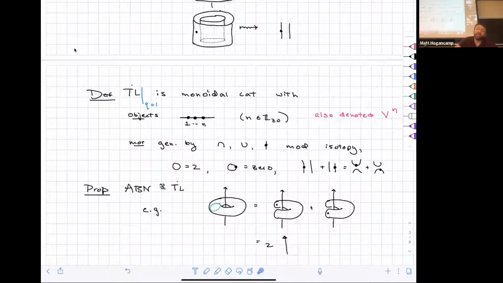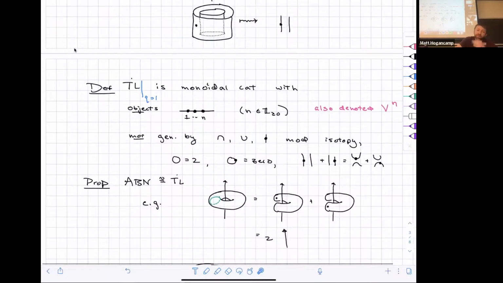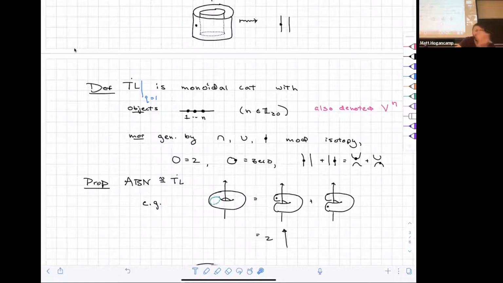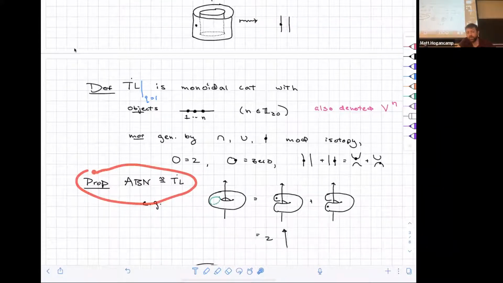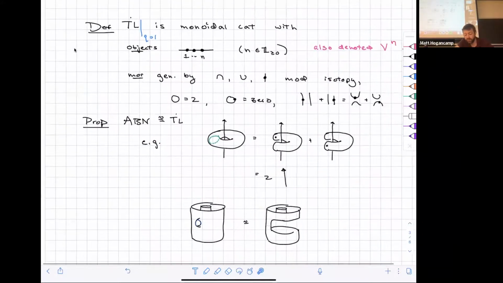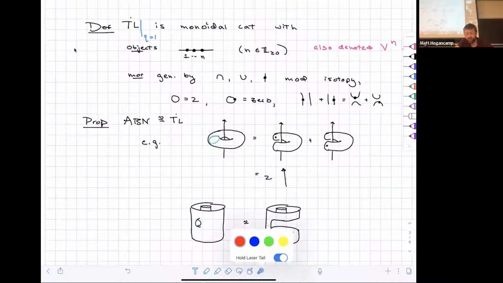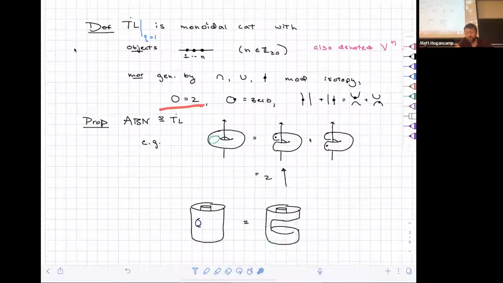These relations exactly mirror, or are cross-sectional versions of, relations that we already have in the annular Bar-Natan category. So that's encoded here. This dotted Temperley-Lieb category is in fact equivalent to the annular Bar-Natan category. For example, the relation that tells you that an unknot is worth 2, well, that's just this relation in the annular Bar-Natan category.